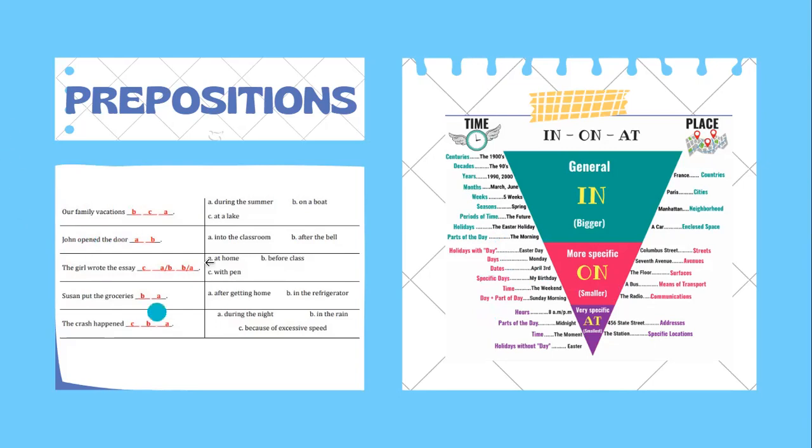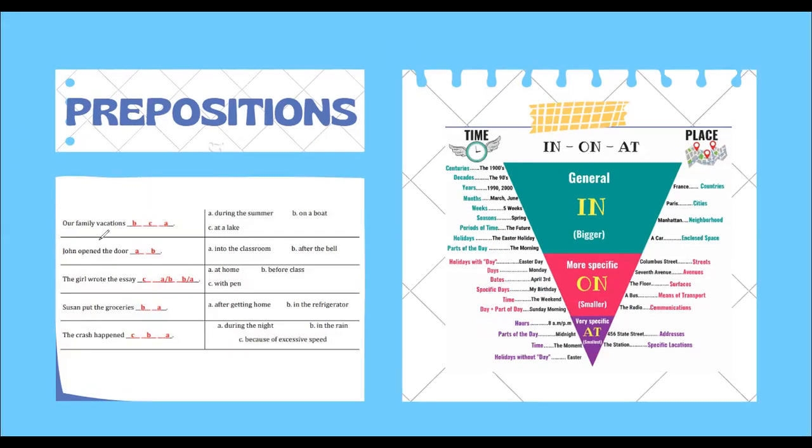And of course, we have a placement of these prepositions. So let's look at our examples. You can see there is our family vacations. So firstly, we are saying after that on a boat. After that, we are saying at a lake, and during summer. We are using our time at the end of the sentence.